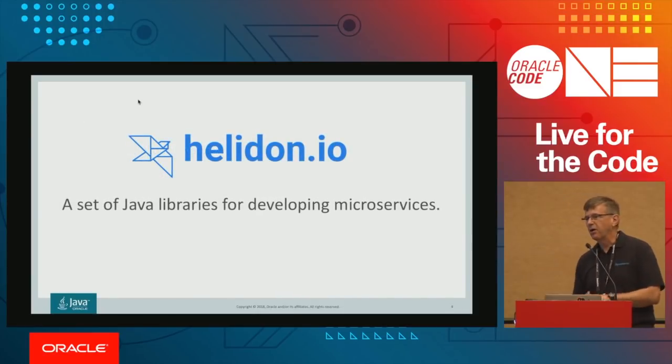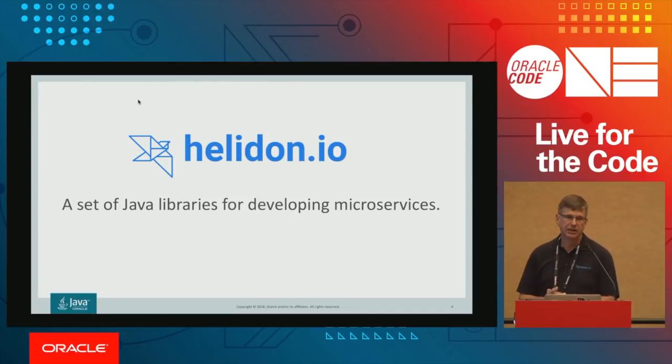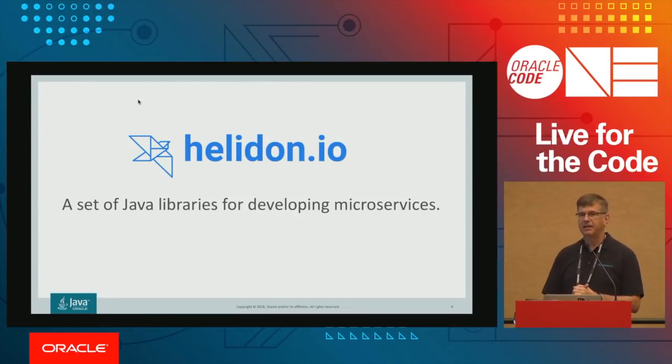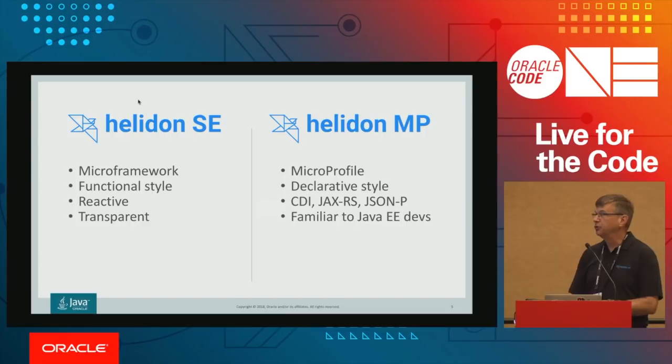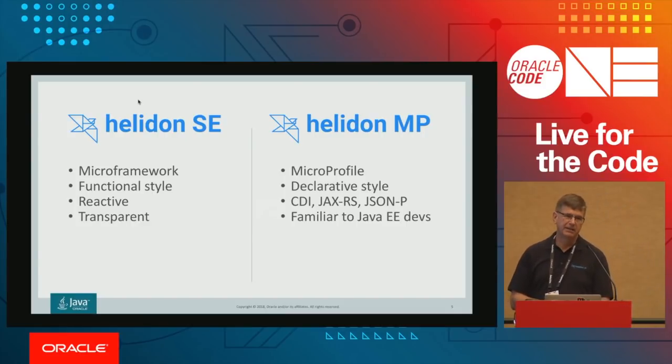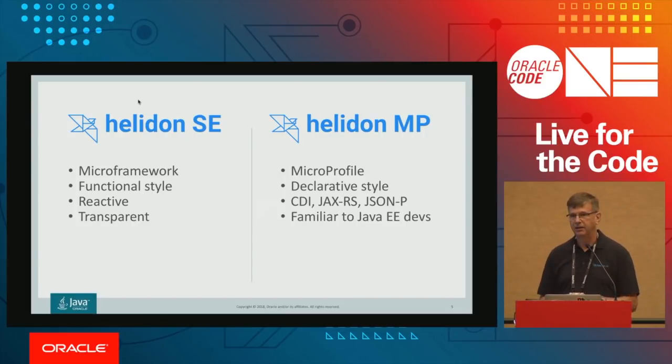Okay, so what is this project? We're pretty new. We just released in September. We're open sourced. And simply put, we're a set of Java libraries for writing microservices. So it's as simple as that. We do offer two programming models. So this makes us a little unique. We are an implementation of MicroProfile.